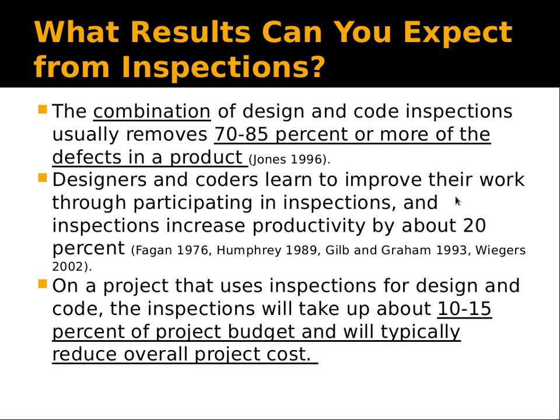So you do learn to improve your work. This is really what it comes down to: by having some type of code review, you're helping each other out as opposed to just siloing each other's code. Also, for design and code, the inspection will take up about 10 to 15% of the project budget and typically reduce overall project cost. This is probably the hardest thing to convince your boss of, because he just wants to see something up and running and working. But unfortunately, it does take at least some time. Notice you don't have to take too much time. 10 to 15% will actually reduce the total amount of time needed to develop the software.